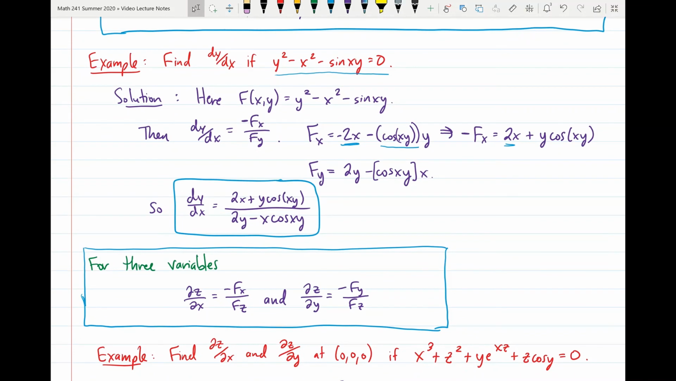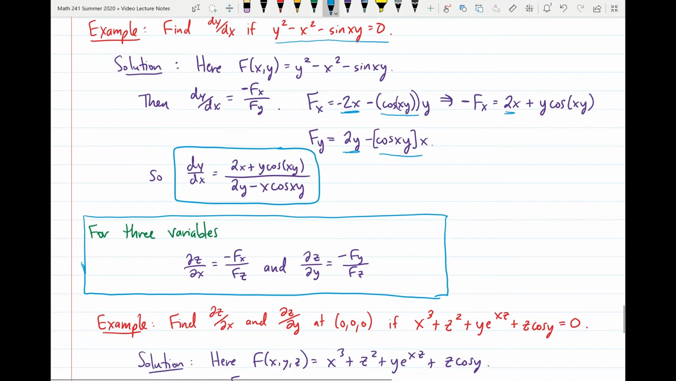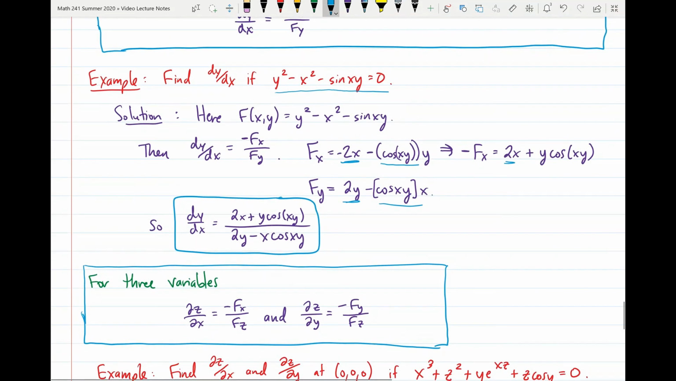Similarly, we can take the partial derivative of f with respect to y. So we just hold x constant and take the derivative, and we get 2y minus x times cosine of xy. And by the theorem from above, this implies that dy/dx is equal to (2x plus y times cosine of xy) over (2y minus x times cosine of xy). And so you can see the power of this theorem here.